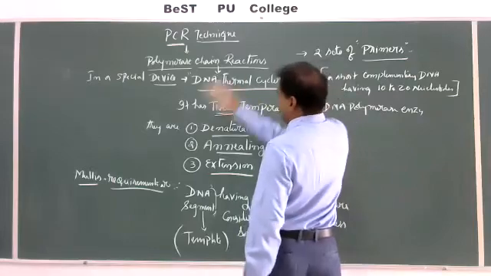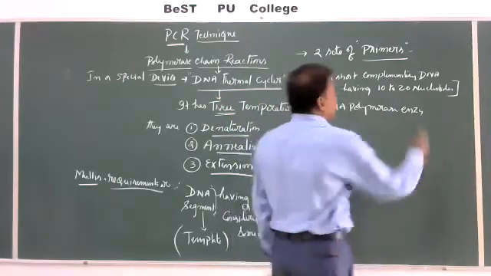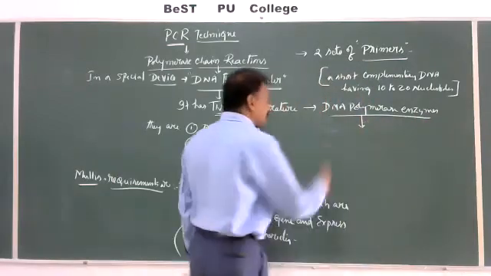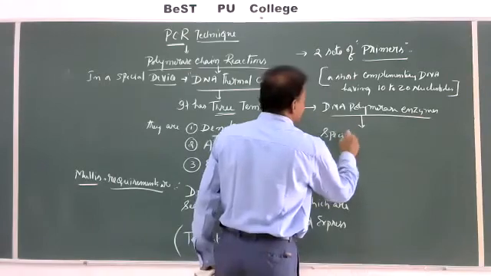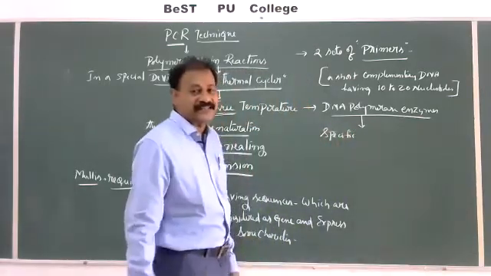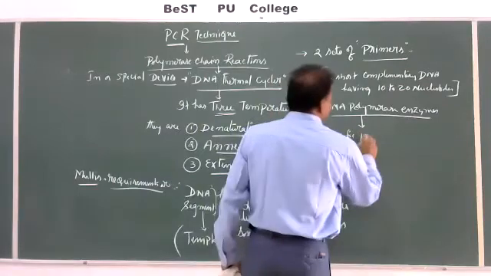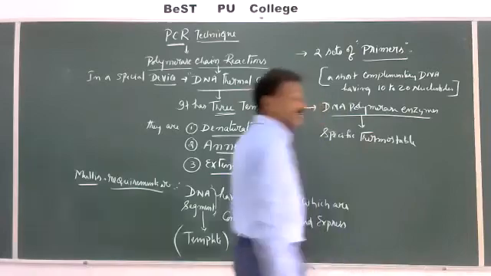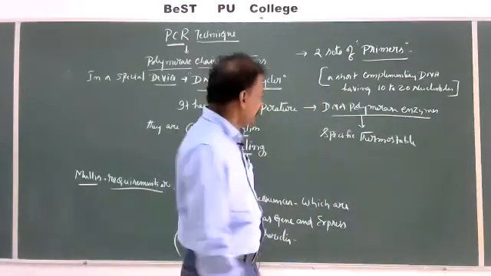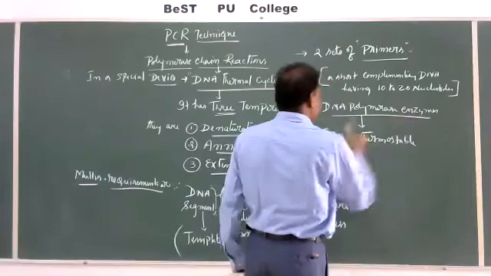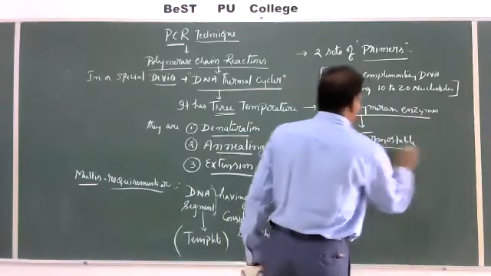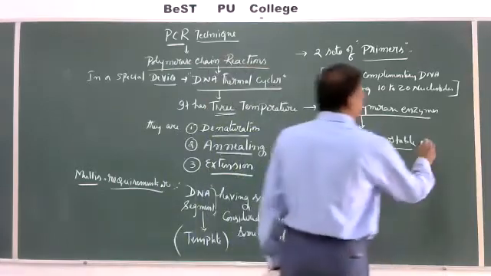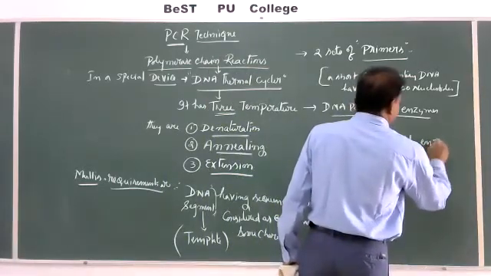Multiplication or replication or amplification is nothing but polymerization. But here the DNA polymerase enzymes are specific, not normal DNA polymerases. They are specific thermostable enzymes, which means they can withstand high temperatures.